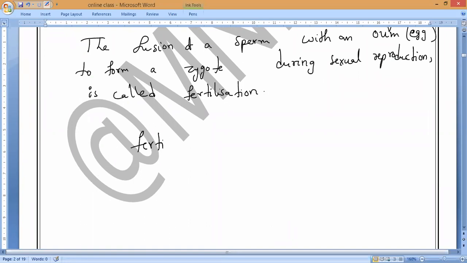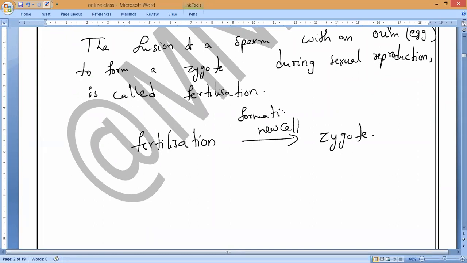So fertilization means what, guys? Fertilization means, in the form of an equation, the formation of a new cell called the zygote. That is all. Formation of a new cell is called a zygote. Usually we say it is a fertilized ovum or fertilized egg.